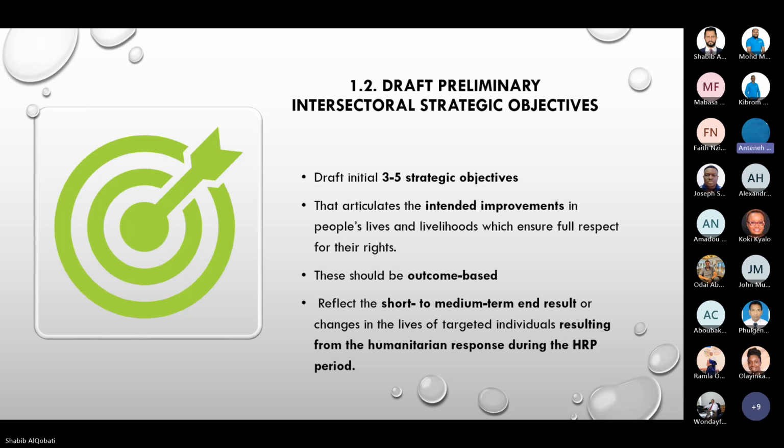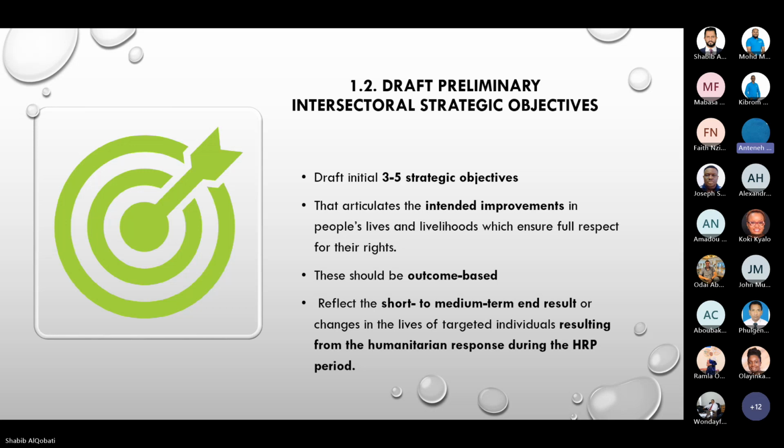And the strategic objectives, as much as possible, should articulate the intended improvements in people's lives and livelihoods, and they should also talk about rights, specifically on protection-related matters. These are strategic objectives, so they should be outcome-based. We don't usually use process-based indicators. And in terms of time frame, we think about short-term to medium-term results. These are results that would be expected to be achieved as a result of the HRP response.